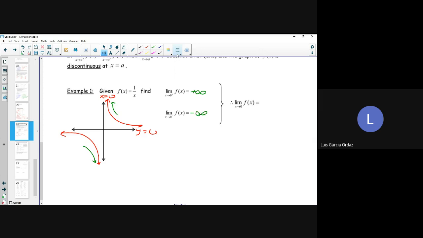So is there a limit as x approaches 0 in general? No, which means that my limit does not exist because the limit as x approaches 0 from the right is not equal to the limit as x approaches 0 from the left, okay? This is because the limit as x approaches 0 from the right of f of x does not equal the limit as x approaches 0 from the left of f of x, which means that it is discontinuous at 0.